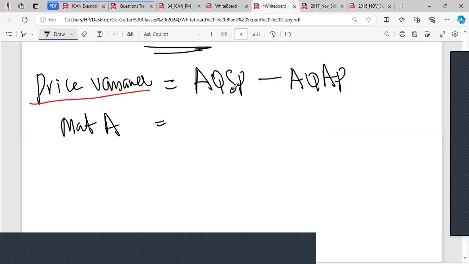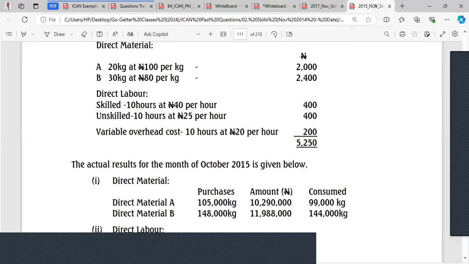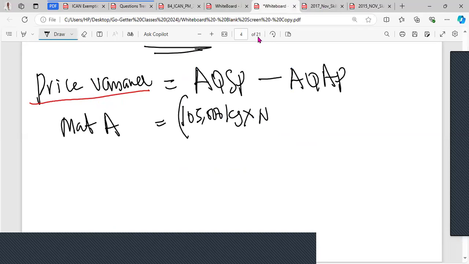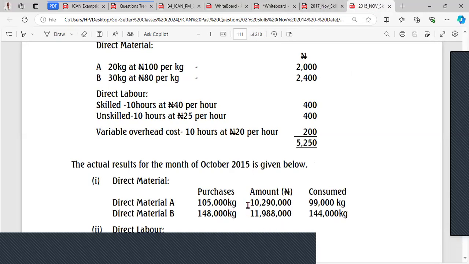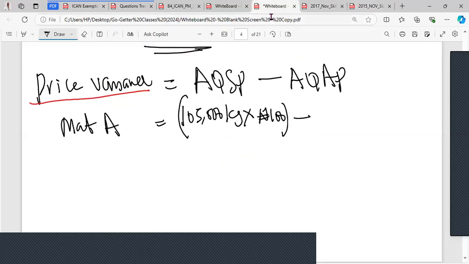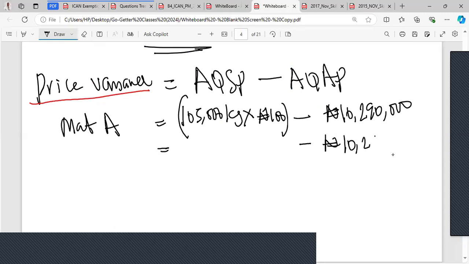105,000 kg multiplied by what is the standard price per kg. Standard price is 100 naira. So we have it at 100 naira. This is on the one hand. What is the actual quantity, actual price? You just take this directly. 10,290,000. So we take it directly. All right, so of course we still put our 10,290,000 down.